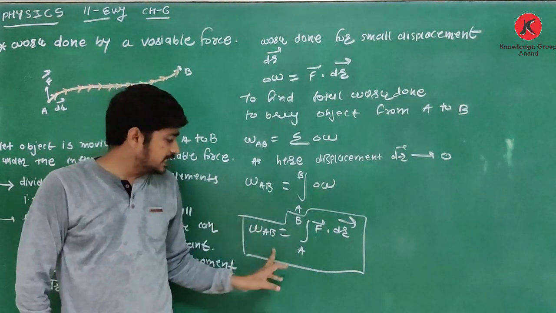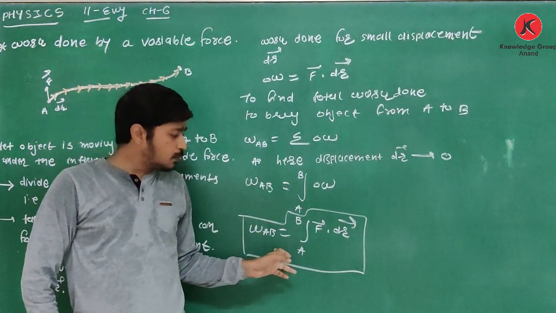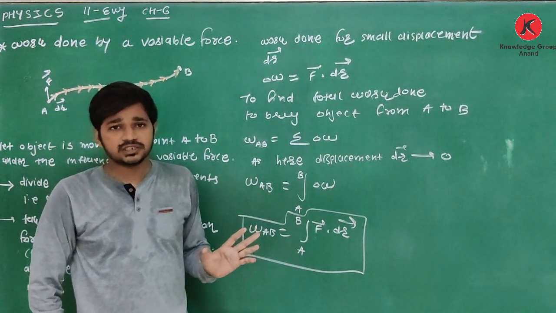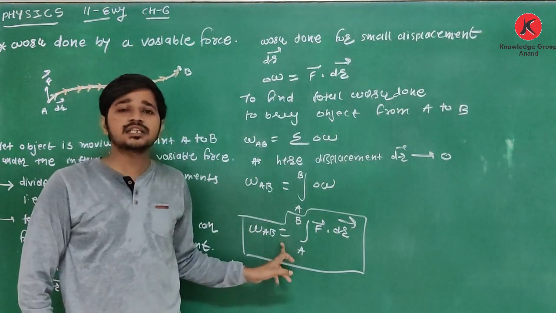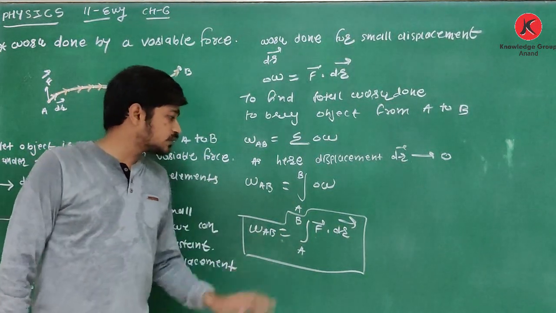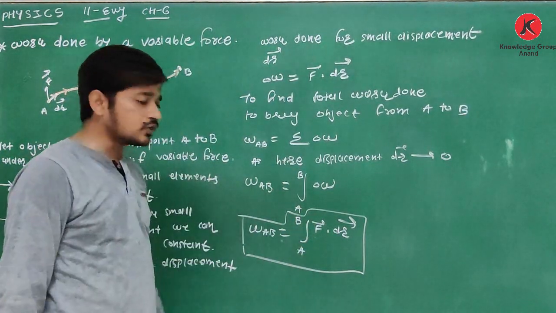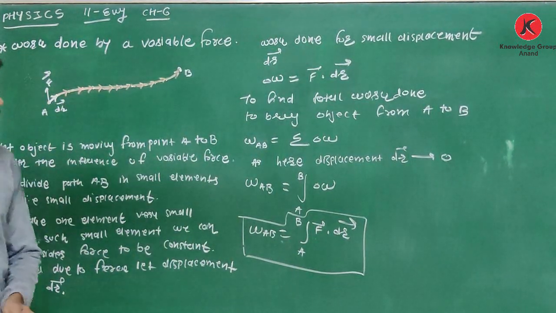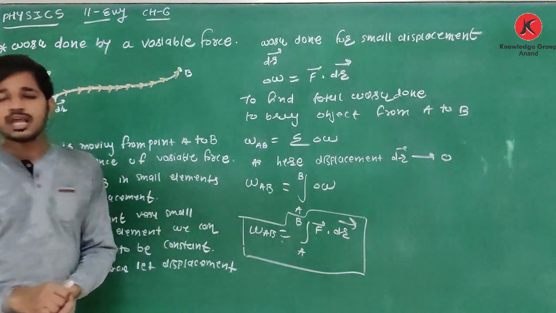Clear about this? Yes. In future, some of the most important theory we will prove from this equation. In 12th, chapter number 2, electrostatic potential energy, we will start the theory from this equation. So yes, it is one important equation. W_AB is equal to the integration from A to B of F dot dr, where F is force and dr is displacement. Clear about this? So yes, it is work done by a variable force.